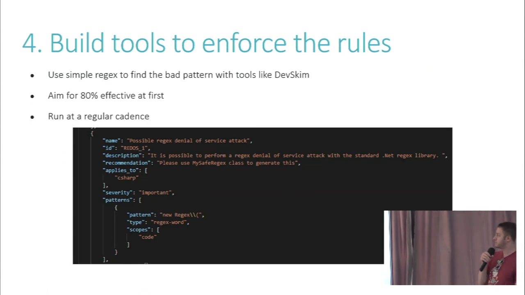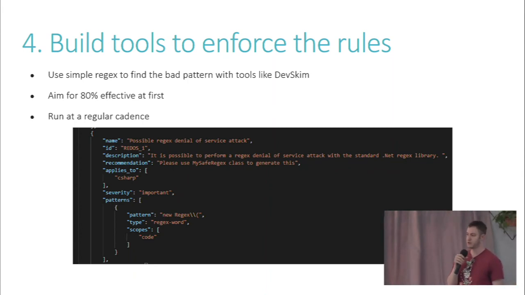All right, and then you build tools. Now, I highly recommend DevSkim because it's really easy, and you can get something up and running really quick. But if you have a more complicated tool that you prefer, go for it, right? It's your choice, but having this to enforce the rules is highly valuable. And I highly recommend you do it at just like 80% effective. Don't worry about getting all of the security bugs. It's okay. That's a weird thing to say at a security conference. It's like, get started, you know? Don't worry about it. And once again, very, very simple rules.